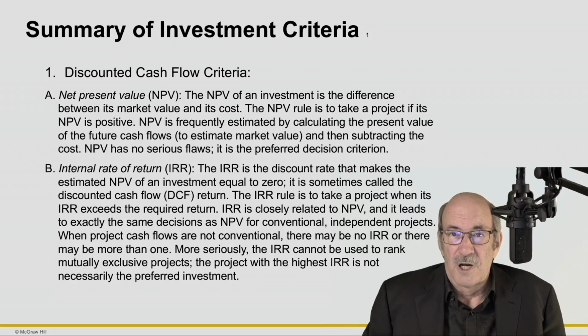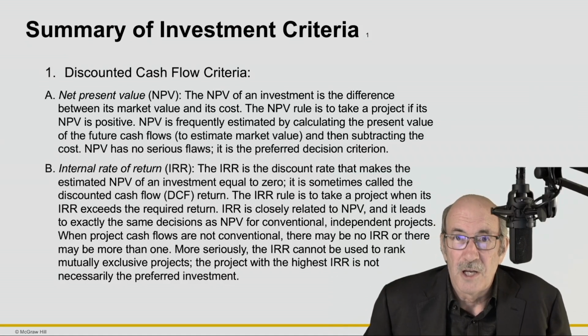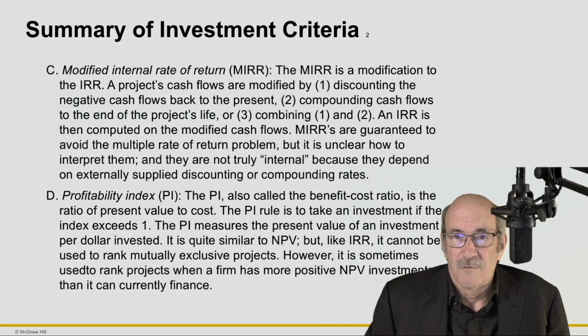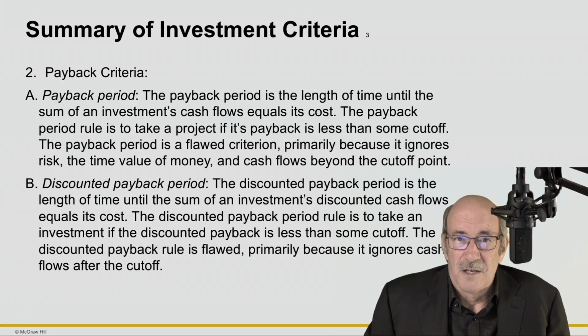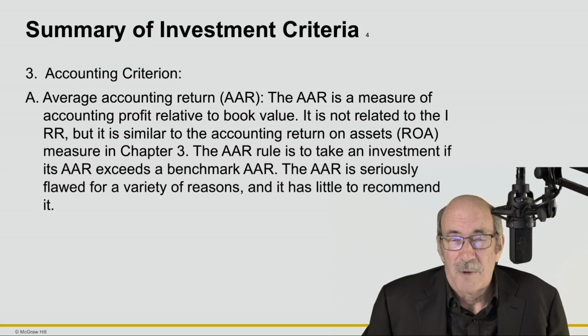I'm not going to go back through this with you. This is the end of the chapter, and this provides just a summary of the various techniques. If you want to read back through this, just stop the video. I'm going to slide on to the next slide, where we look at modified IRR and the profitability index, and then look at payback criteria, both the standard payback with nominal cash flows, and then a discounted payback where we have discounted cash flows. And that is about it for Chapter 9.